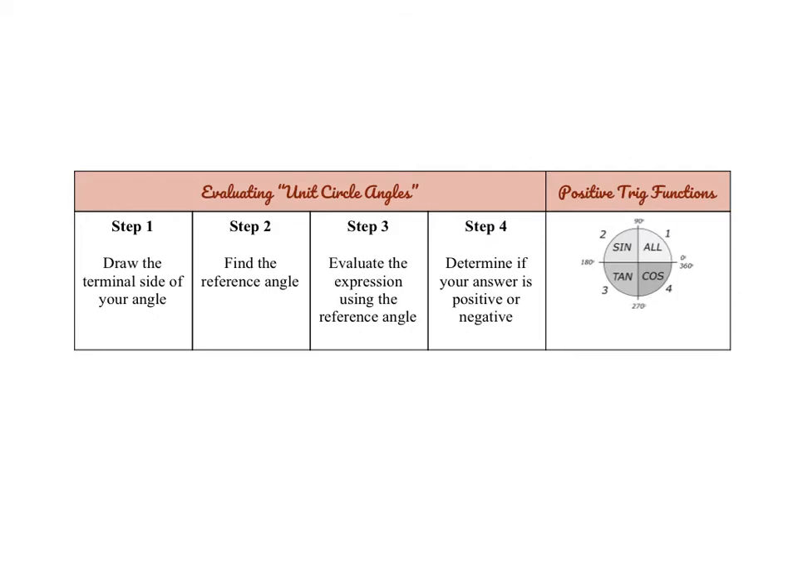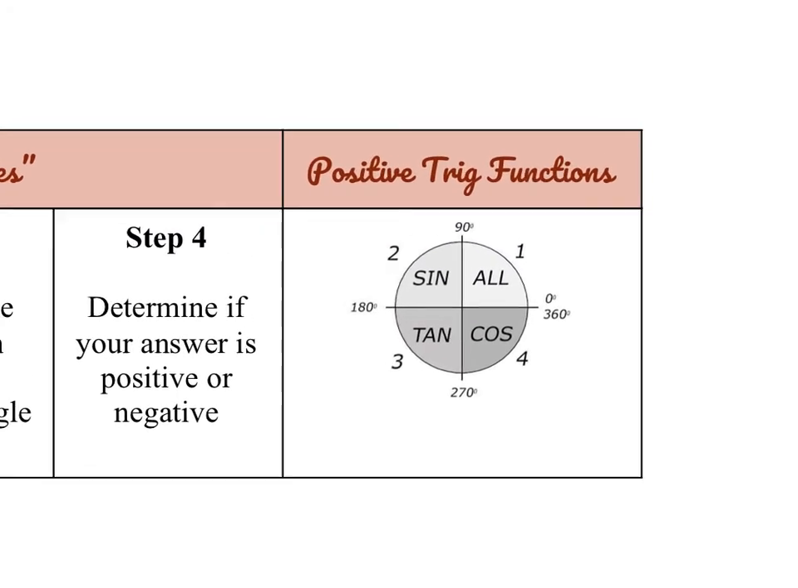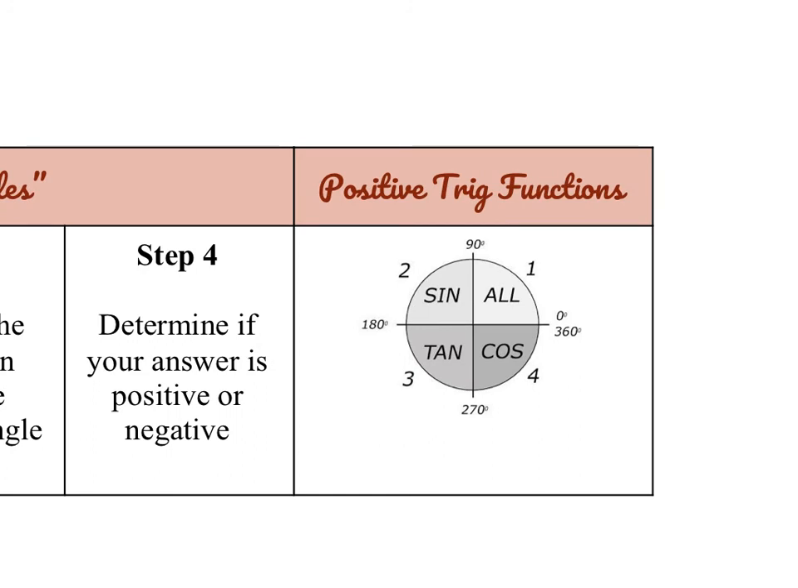So how do we know if it's positive or negative? We have this little chart to help us. Here are your 4 quadrants, and this chart tells you which functions are positive in each quadrant. In quadrant 1, all of your functions are positive. Sine, cosine, and tangent are all positive. In quadrant 2, only sine is positive, which means cosine and tangent are negative.